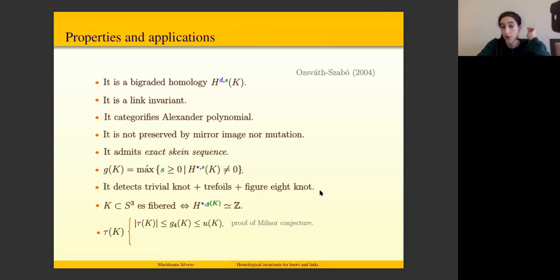And from knot Floer homology, you can compute this tau invariant, giving you a proof of the Milnor conjecture, and telling you that if two knots are concordant, then their tau invariants agree. They give you a condition to know whether two knots are concordant, okay? So two knots are concordant if and only if their tau invariant is the same, okay? So these are just properties and applications of knot Floer homology.